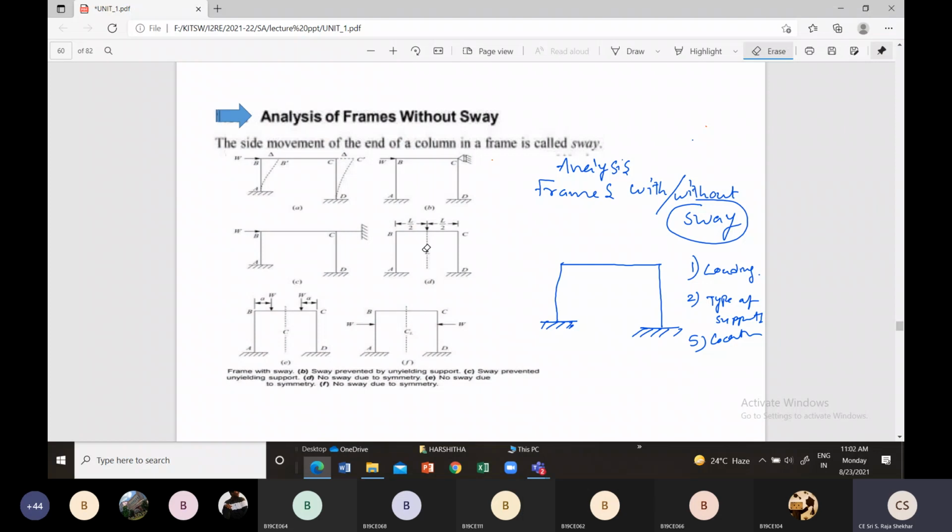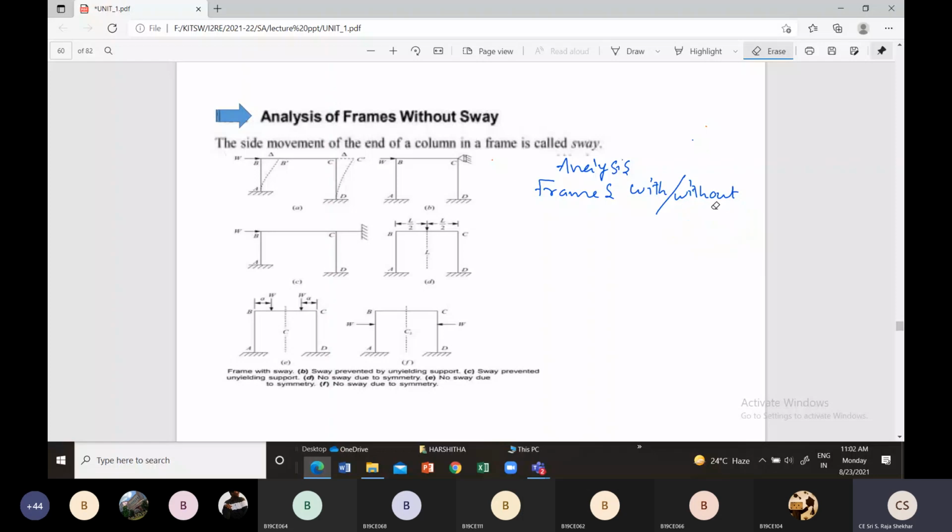If the loading is symmetrical about the vertical axis, then sway is not possible. Sway depends upon the loading and the position of loading, the type of supports, and its support conditions. So these are the examples for non-sway frames. I'll show you sway frames also.